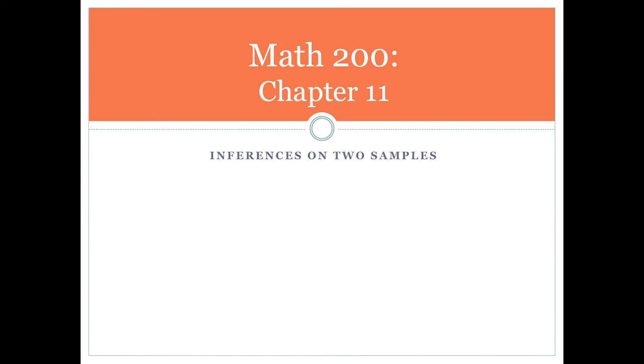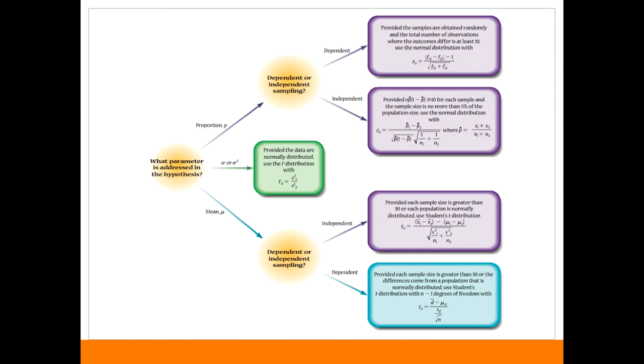Hey guys, so today we're going to be walking through Chapter 11 for your Math 200 class, which is about inferences on two samples. Before we get started, I want to show you the flowchart that is in the last section so we can see where we're going, because there are a lot of different moving pieces for today.